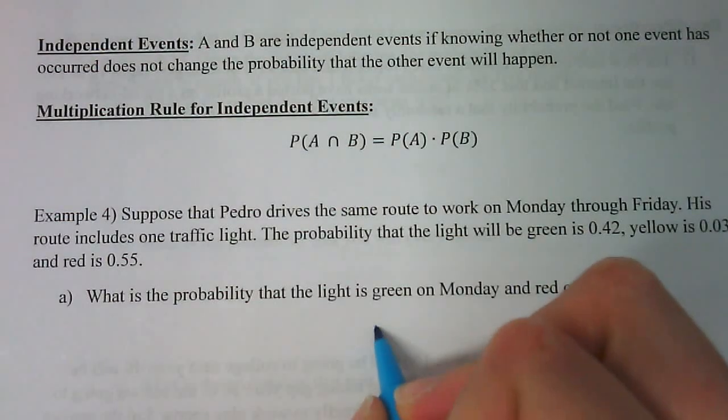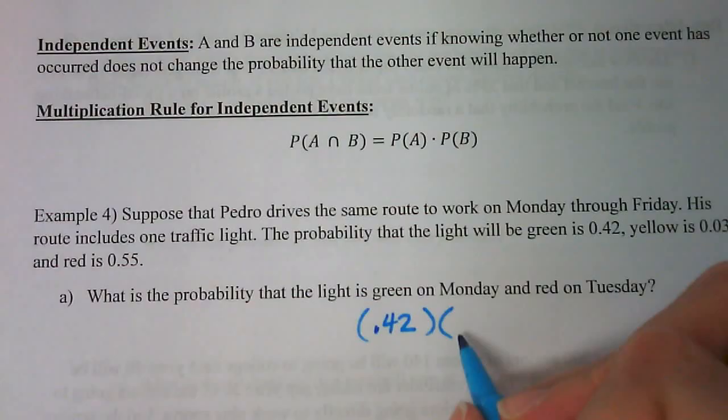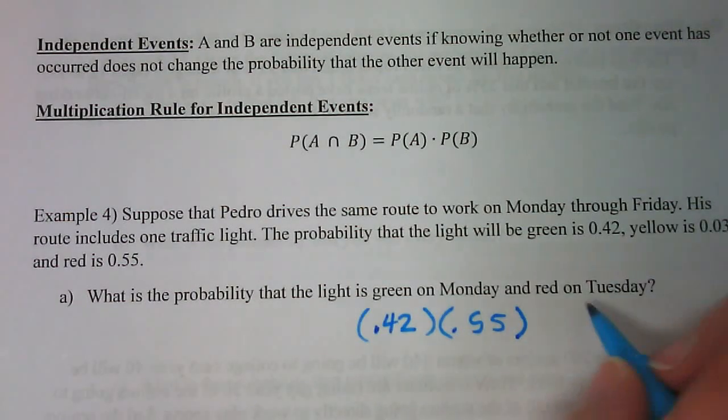So we've got 0.42 for the Monday, and we're multiplying that times the 0.55 for red on Tuesday. And just multiply those together, so 0.231.